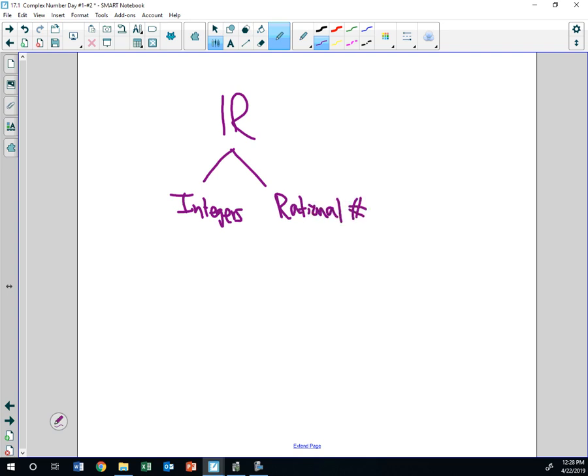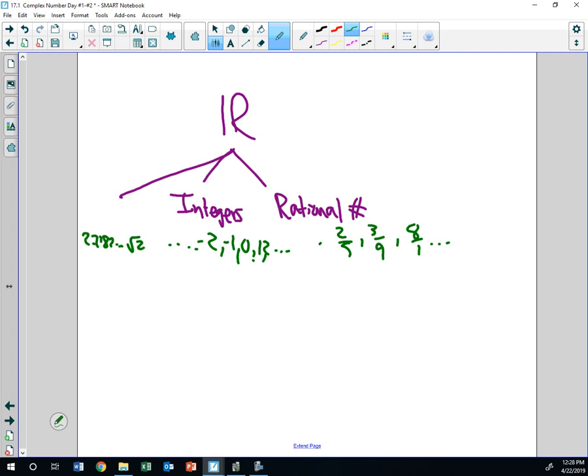Integers are things like -2, -1, 0, 1, 2. And then these are like 2 over 5, 3 over 9, 8 over 1. Those are rational numbers, like your fractions. What if you don't get a repeater, like e, which is 2.71828, pi, or square root of 2? These are called what? Irrational. You can't write them as a ratio of 2 integers.